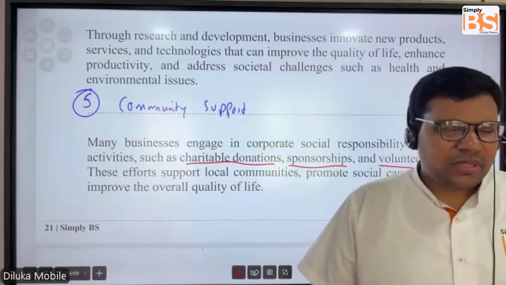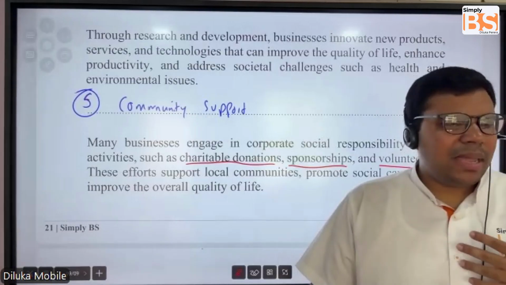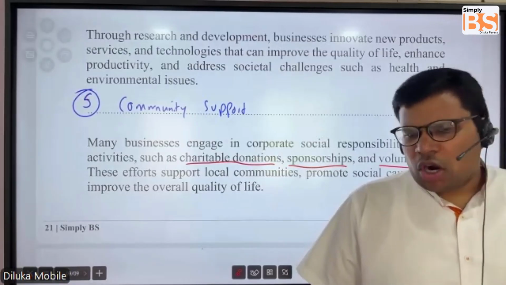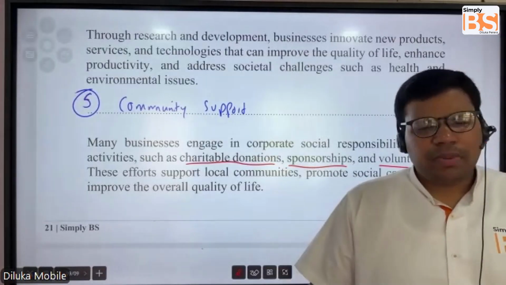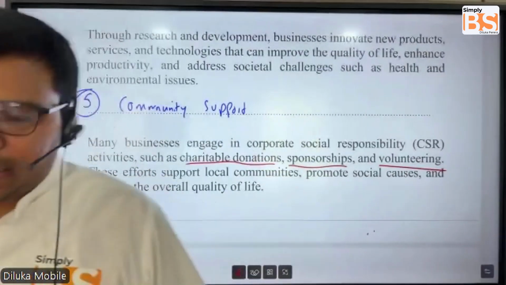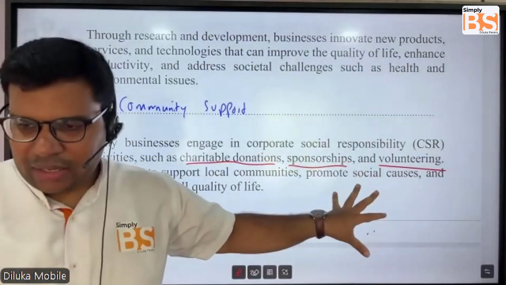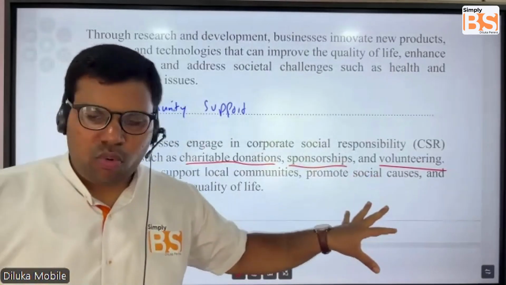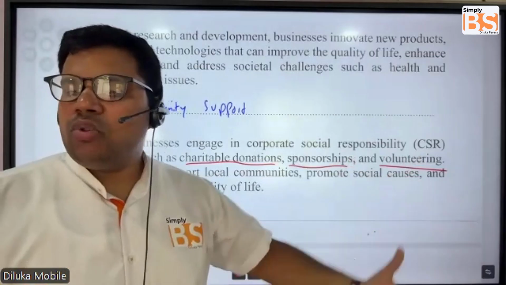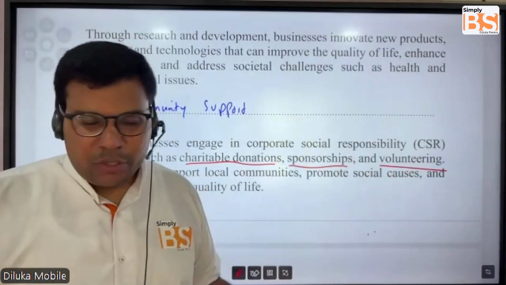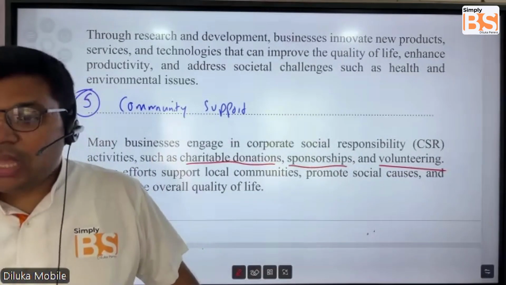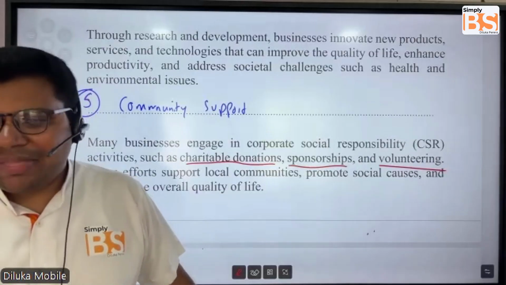They give sponsorships. They go to different rural areas. They make IT labs and libraries. They do a lot of campaigns. They donate water filtering systems. All those things are good things, voluntarily done. No one is forcing them. Business organizations voluntarily do these things for the betterment of the society. So through community support, business organizations are helping the betterment of the economy and the society.